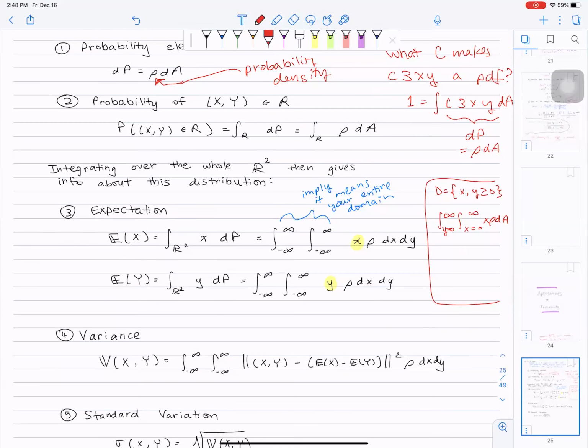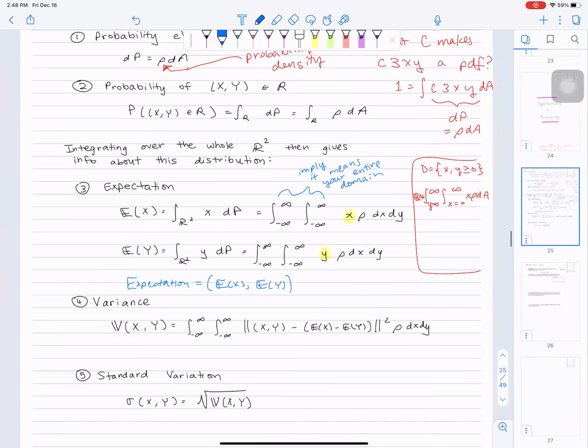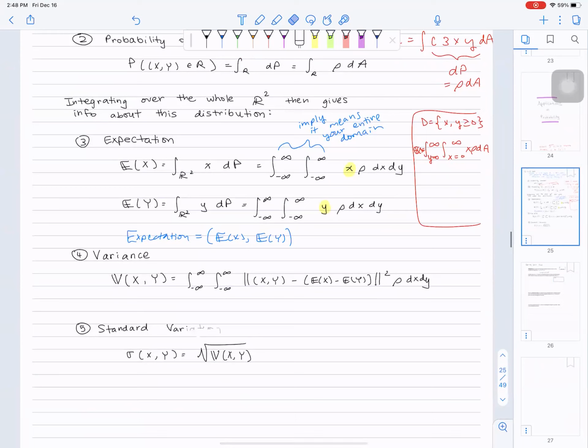Okay, and that's for the x coordinate of expectation. So to get the actual expectation, your answer, you would write whatever you got for the x coordinate and then whatever you got for the y coordinate. And then you have the variance formula and then standard deviation. I wrote standard deviation is the square root of variance.